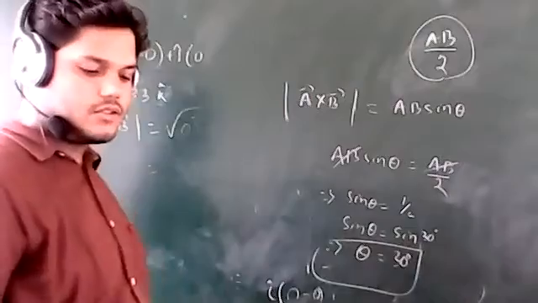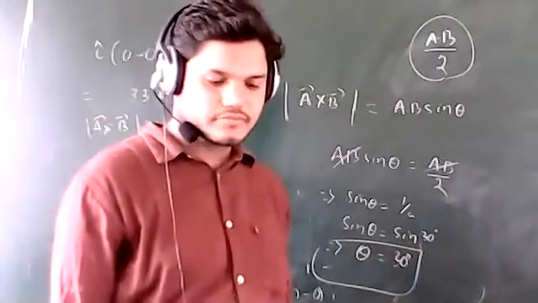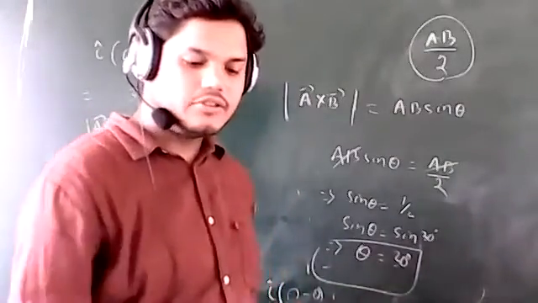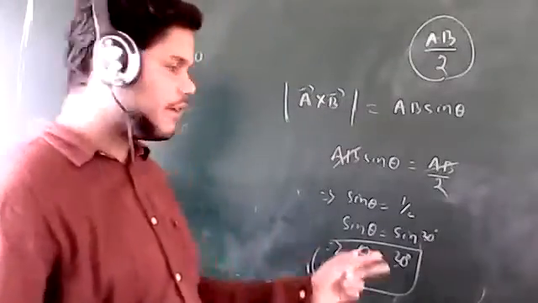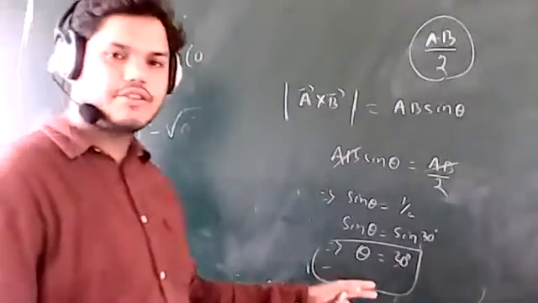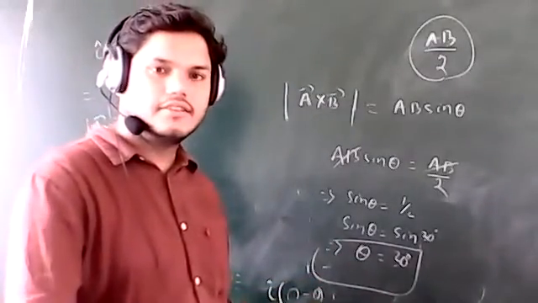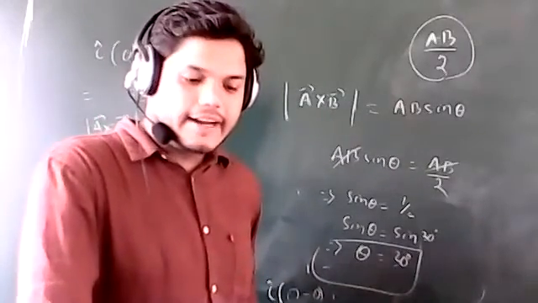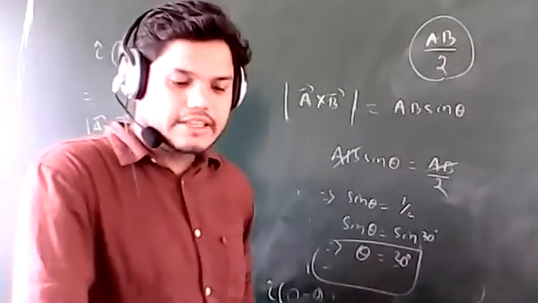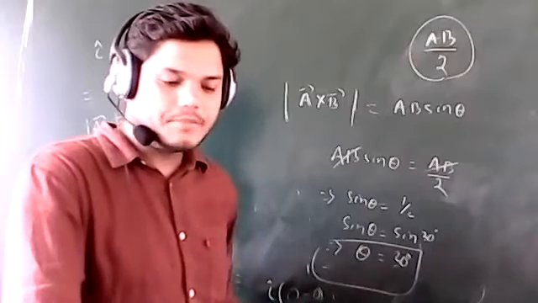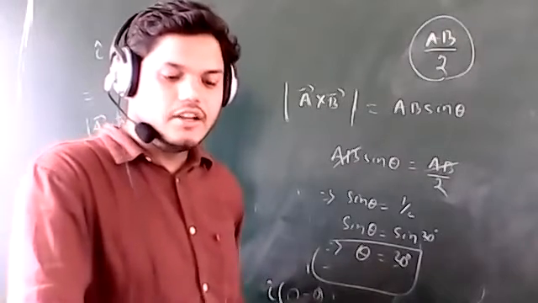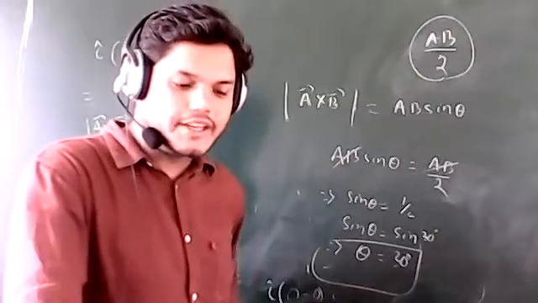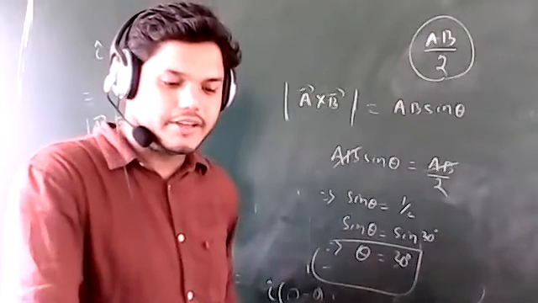Okay. So next question. If you have any doubt in this particular question, you can raise your hand. Okay. So next question. Find a vector whose length is 7 and which is perpendicular to each of the vectors.